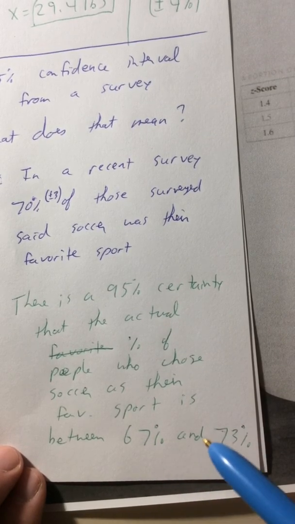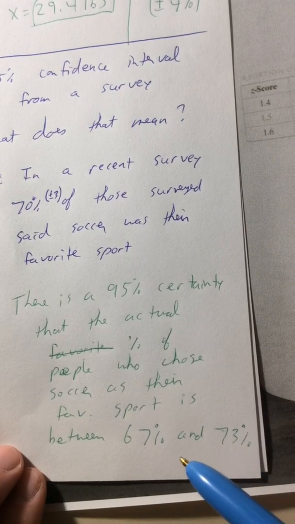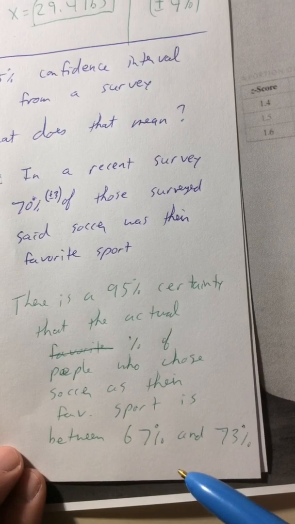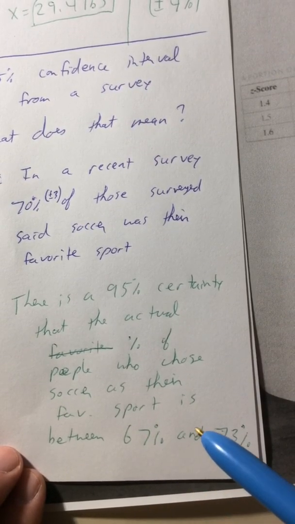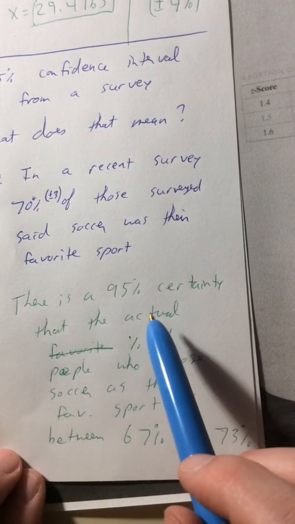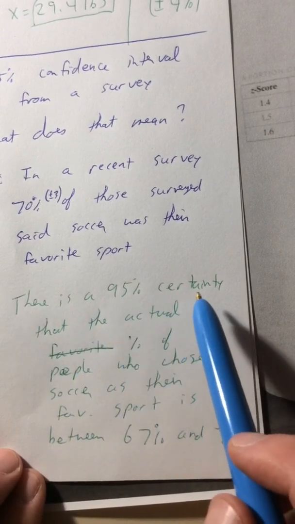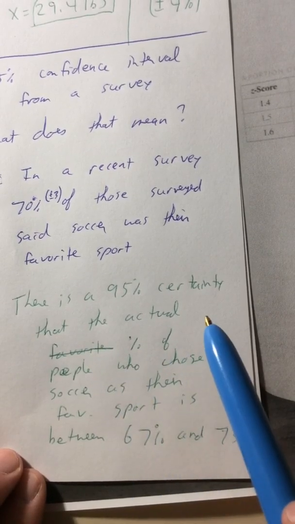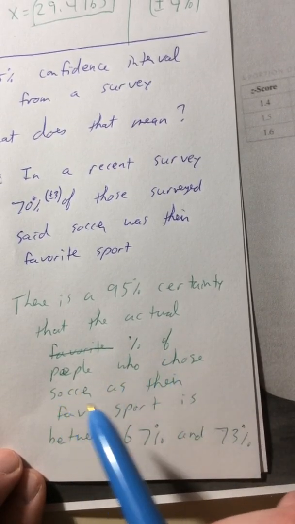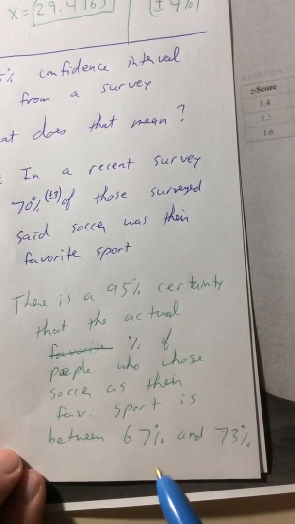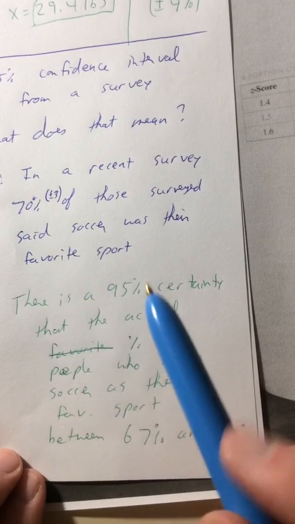But again, we're willing to take that chance because the only way to get 100% certain is to survey every single person. And in New Hampshire, that's going to be 1.3 million people, and that's just going to take too long. So we take our chances and we go 95% certain. That's pretty good. I'll take those odds. So that's how to write one of those statements. We are 95% certain that the actual percent of people who chose soccer as their favorite sport is between 67 and 73%. 70 plus or minus 3.